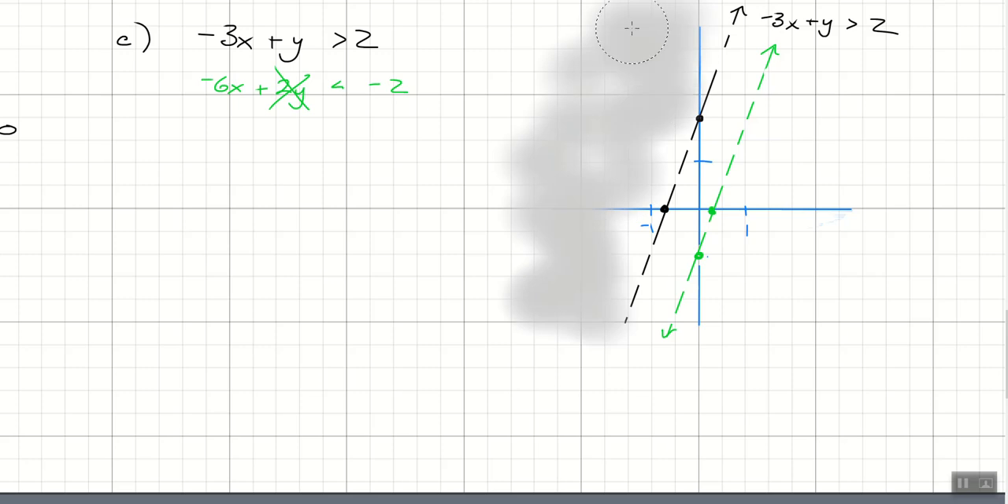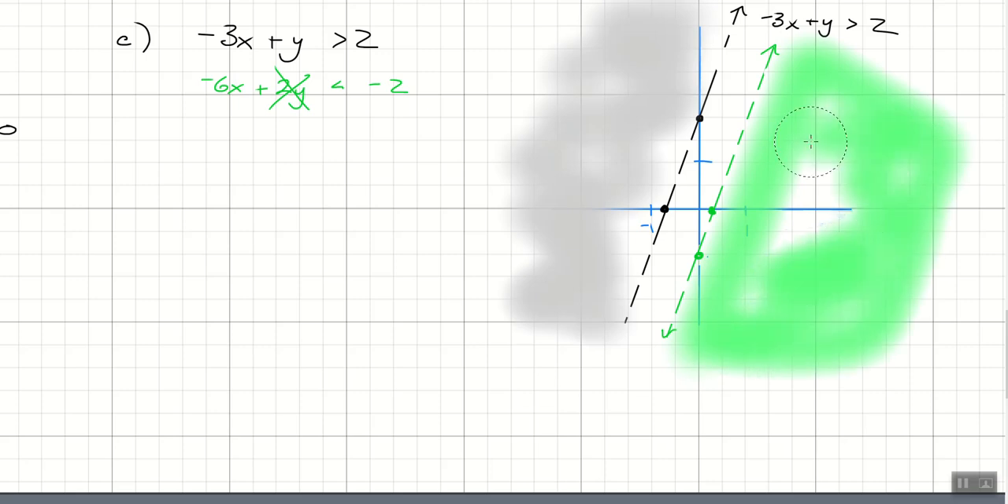Cool? Okay? What about 0, 0 with green? 0 plus 0 is less than negative 2. 0 is less than negative 2 is false, right? So it's not over here, it's going to be this side. What's weird about this answer? There's no overlap. None. There's no solution to this system of inequalities either. Be on the lookout for that. Cool. All right. That's all I've got.